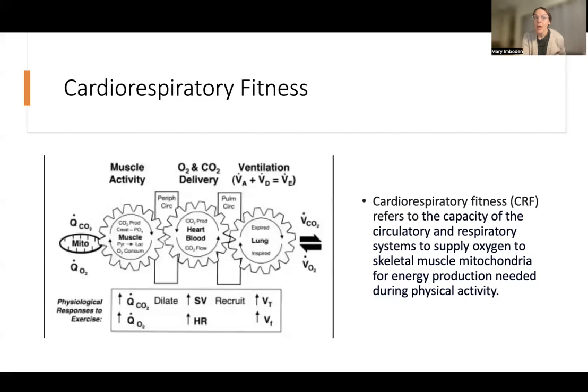Let's get started. And really, we should start by defining cardiorespiratory fitness, which is the measure that can be obtained from cardiopulmonary exercise testing, as well as many other really important measures. This measure, though, we obtain from a test and really refers to the capacity of the circulatory and respiratory systems to supply oxygen to the skeletal muscle for energy production needed during exercise and physical activity. We commonly measure cardiorespiratory fitness as maximal oxygen consumption, or VO2 max, as you'll refer to it.